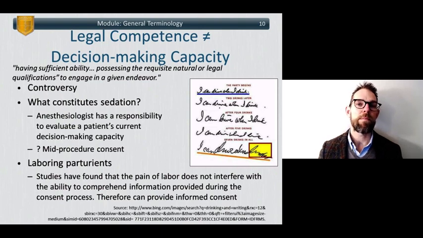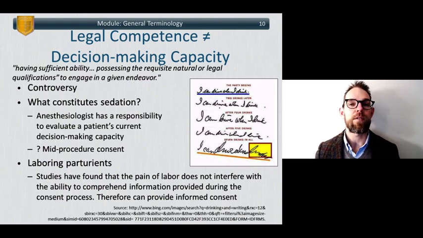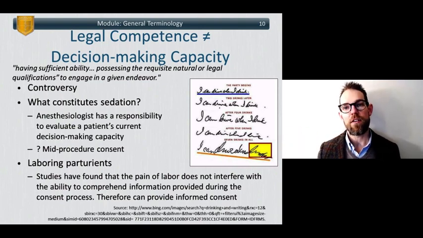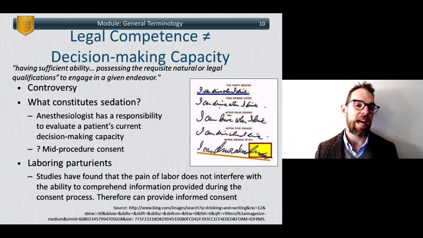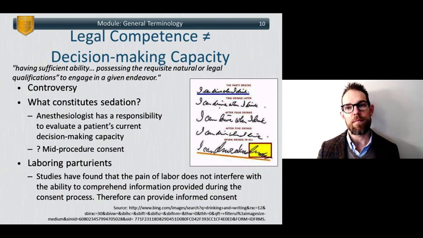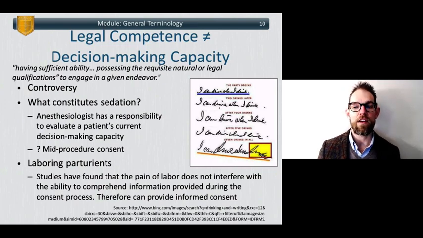Now, does this impact patients that are in labor, that are in a lot of pain and are saying, just give me the epidural, just do it now, just do it now? Studies have found that a patient who is in labor is neurologically intact and legally competent. So the pain of labor does not interfere with the ability to comprehend any of the information that you as an anesthesiologist are disclosing to the patient, and therefore they can provide informed consent.